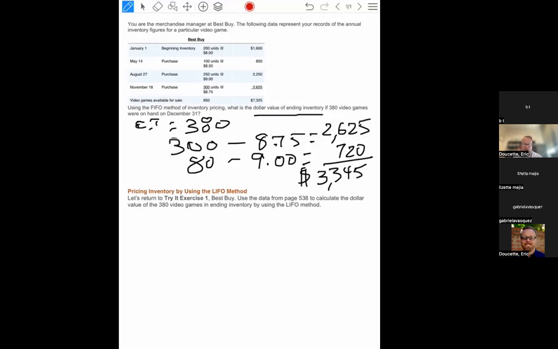Now, the next question goes on, using the same data to calculate the value of 300 video games with the ending inventory by using the LIFO method. So again, I'm trying to find ending inventory, but this time I'm using LIFO. That means the last items I put in were the first ones I sold, which means the oldest items in the inventory are the ones that are still there. November 18th was the last items I put in, so those are the first ones I sold. That means I also sold some of the August 27th ones as well. So what's still there, the ending inventory, are the oldest items.